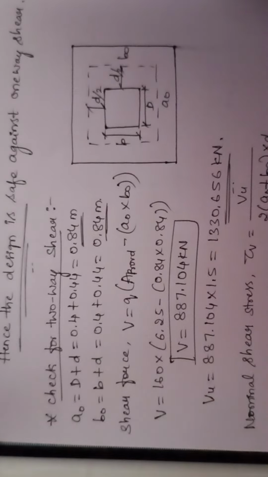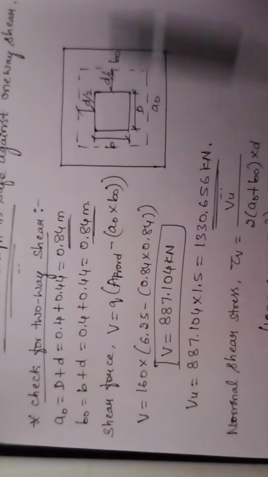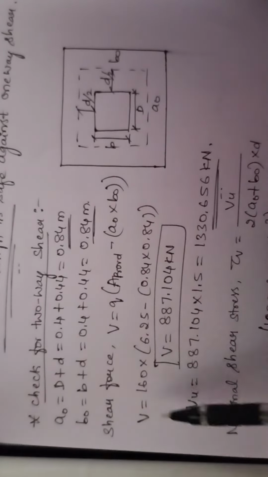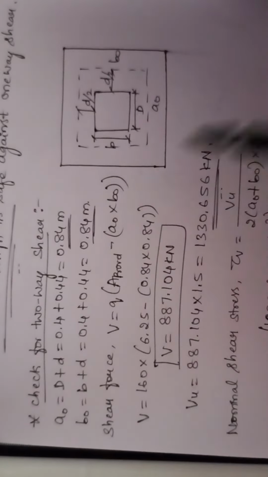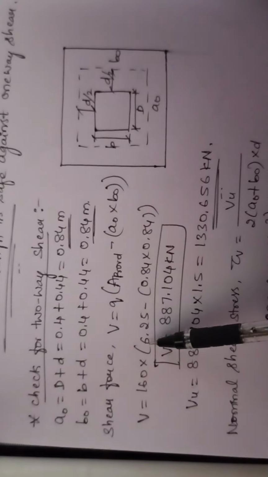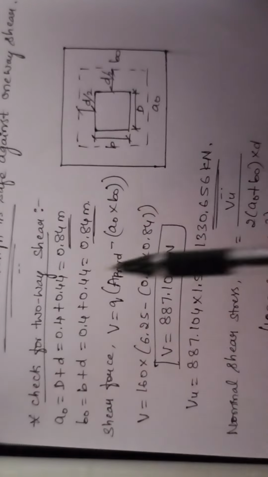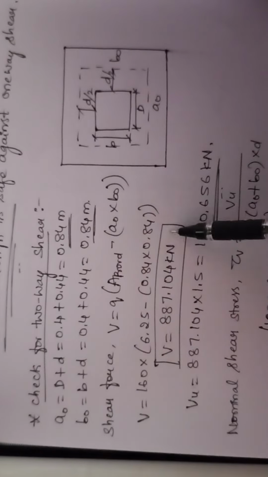Then we find the shear force value from the formula V is equal to q into A provided minus A naught into B naught. Here the shear force value for the two-way shear is different from the one-way. So now q is nothing but your net upward pressure itself, that is 160, into the area provided. Whatever the area that we have provided for the footing, we have provided an area of 6.25, minus A naught multiplied with B naught. Then you simplify the whole thing. You will get the value of V as 887.104 kilonewton.